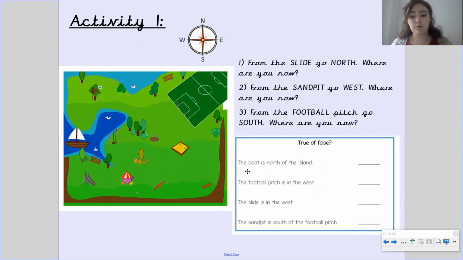And then you've got true or false questions. So true or false, the boat is north of the island. Is that true or is that false? The football pitch is in the west. Is that true or is that false? The slide is in the west. Is that true or is that false? And the sand pit is south of the football pitch. Is that true or is that false? So if you are going to be completing activity number 1, pause the video here to do that now.